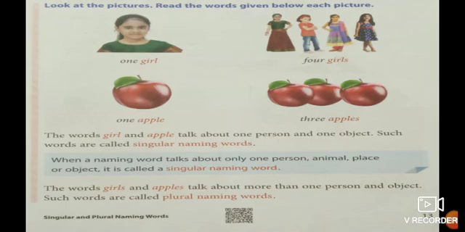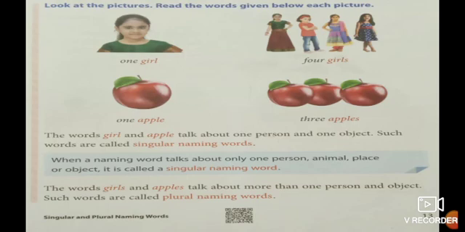Here 1, 2, 3, 4. 4 girls are there. So it's written 4 girls. Now again the next picture. There is a picture of only one apple. And it's written 1 apple. Again in the next picture, 1, 2, 3. 3 apples are there. And it is written 3 apples. So 1 girl, 4 girls, 1 apple, 3 apples.